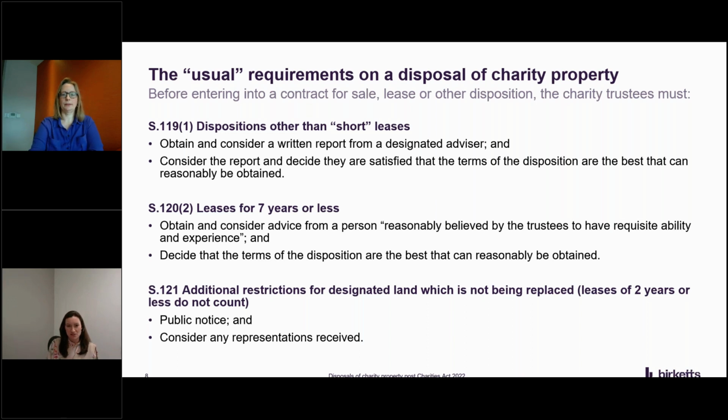And as Louisa's touched on briefly already, there are additional restrictions if you're trying to dispose of designated land. So you need to be really careful, always go back and check how the land is held and whether it is designated land to see whether you have a higher level that you need to meet, because that will require, in a lot of circumstances, some extra steps, for example giving a public notice. So it's important to make sure you've identified the land that you're dealing with to make sure you're meeting those extra requirements if they apply.